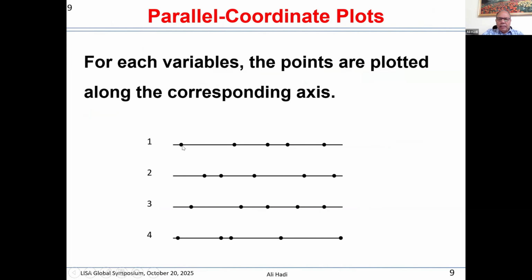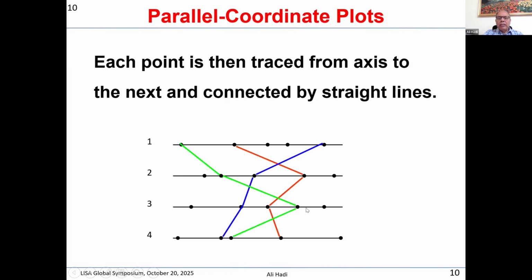So this is the minimum for x1, this is the max for x2, and so on. After we do that, we connect each observation from variable 1 to the corresponding observation in variable 2, and so on. So you get this graph here, and this is what we call a parallel coordinate plot. Some people call it the spaghetti plot because of the complication of the lines crossing and things like that.